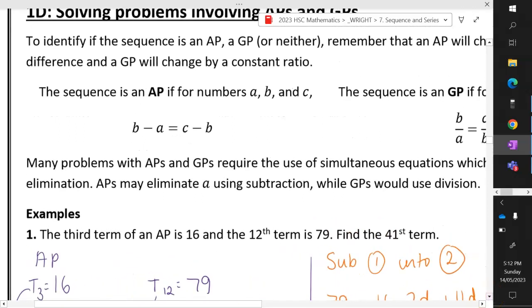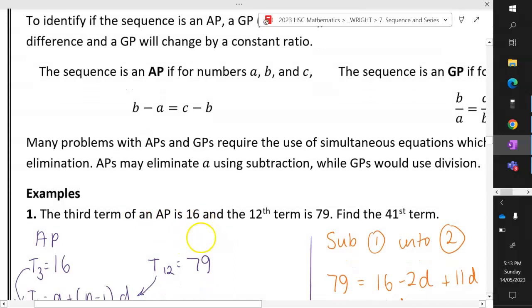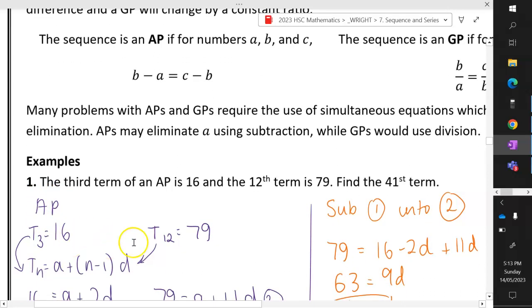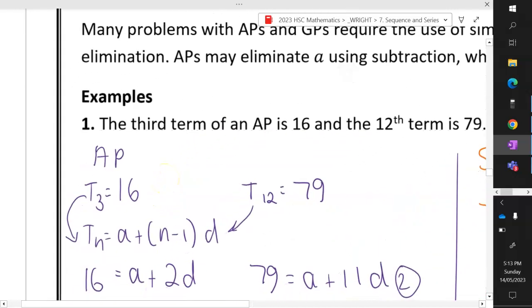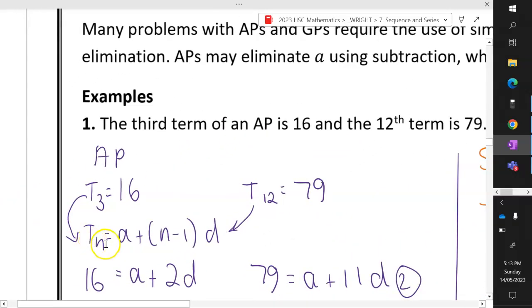Okay. It's telling us that the third term of an AP is 16. So that's over here in purple. So we've got an AP, term 3 is 16, and the 12th term is 79. Find the 41st term. So here they've told us it's an AP, so we don't need to go and test for that. So what I've done is written down the formula here for the term of an AP, which is on your formula sheet. So Tn is A plus (N minus 1)D.